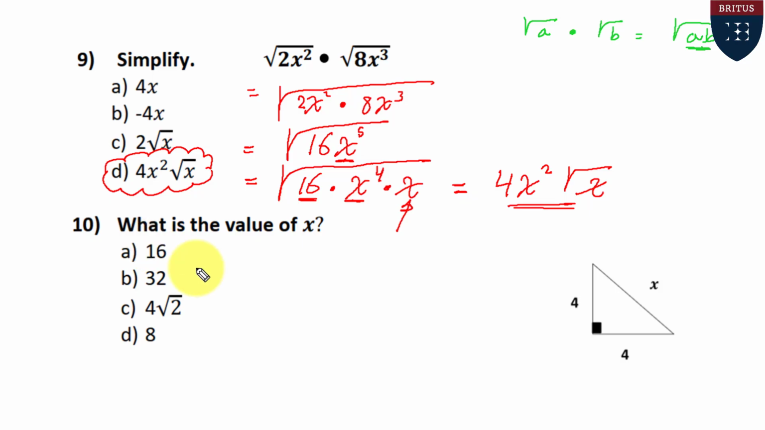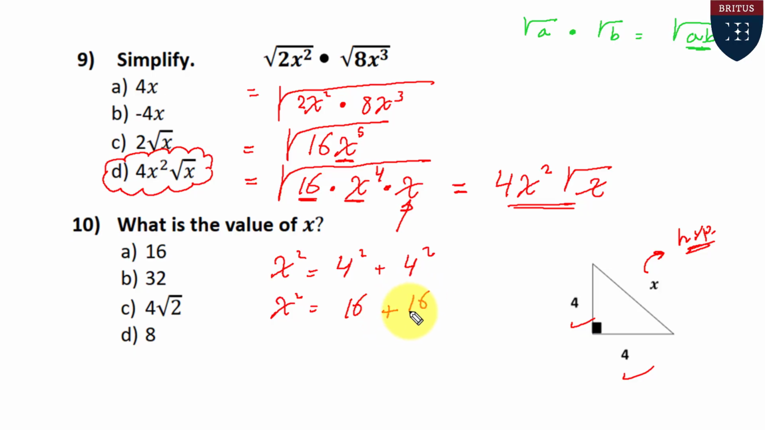Number 10, how can we find the value of x? x is the hypotenuse we studied. By the Pythagorean theorem, we get x equals what? To find it, just square the hypotenuse, which is x squared, equals the sum of the squares of the two legs. So 4 squared plus 4 squared. Now x squared is equal to 16 plus 16.